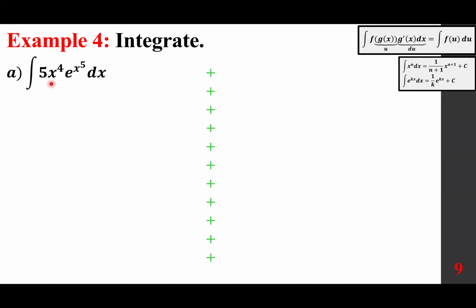What if we have e to some power? It is always the exponent that is the choice of u. In this case, x to the power of 5. Its derivative is 5x to the power of 4, which makes du 5x to the power of 4 dx.